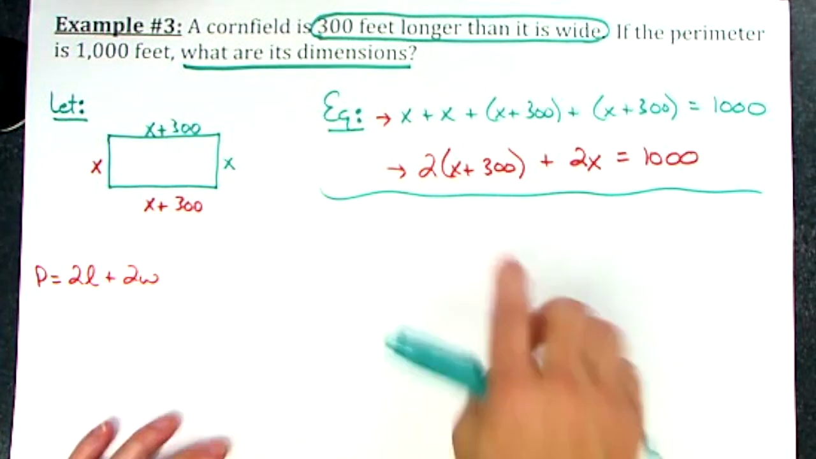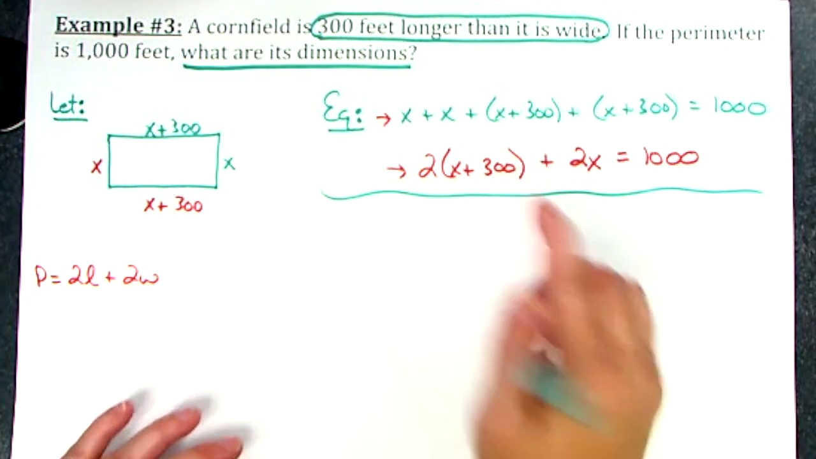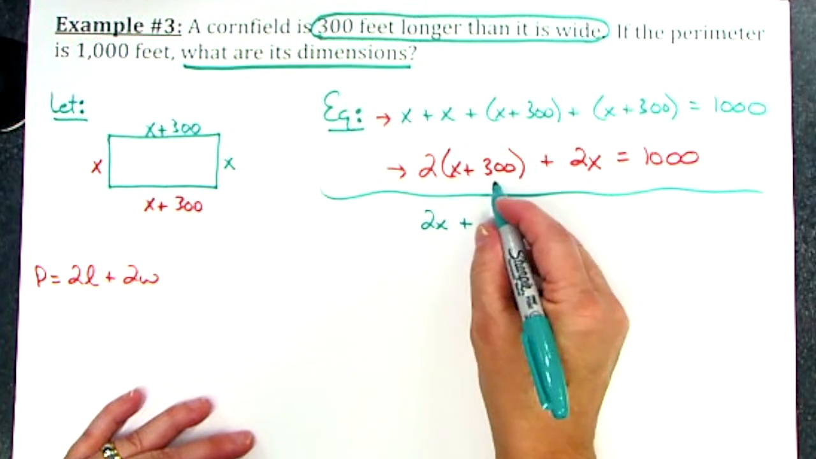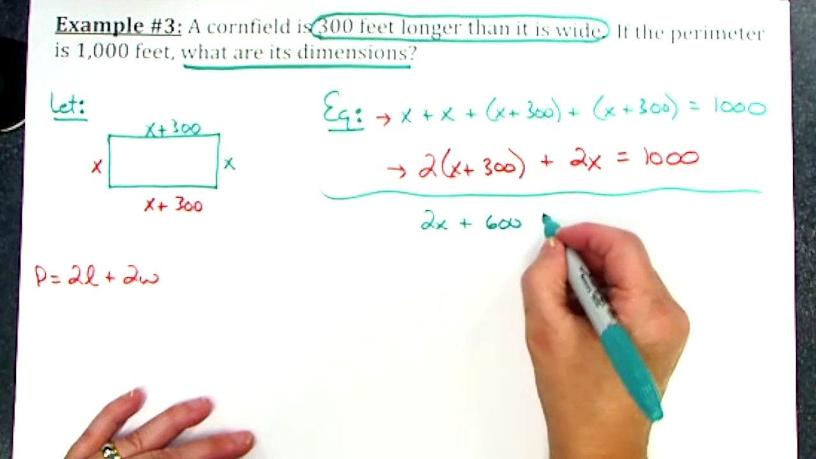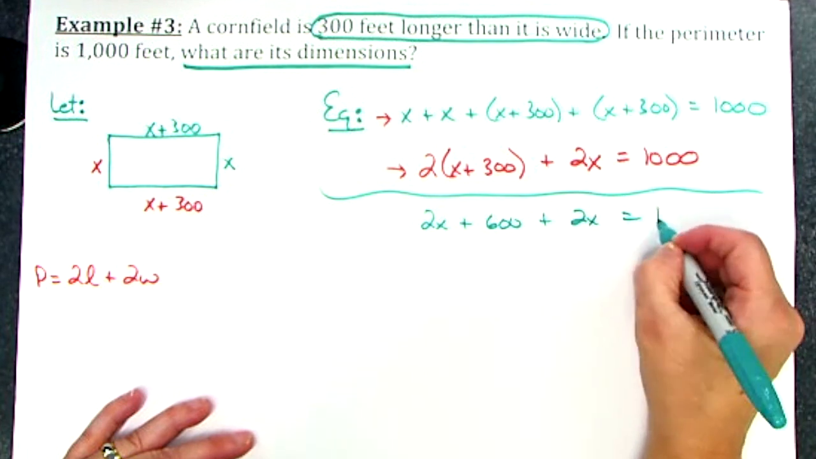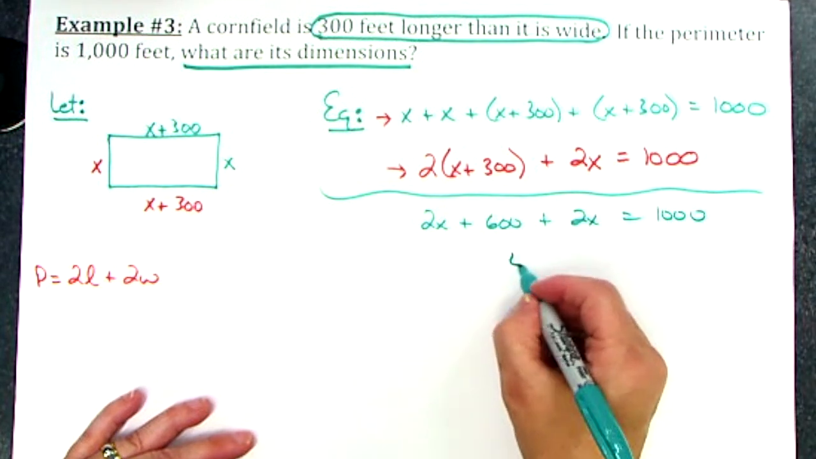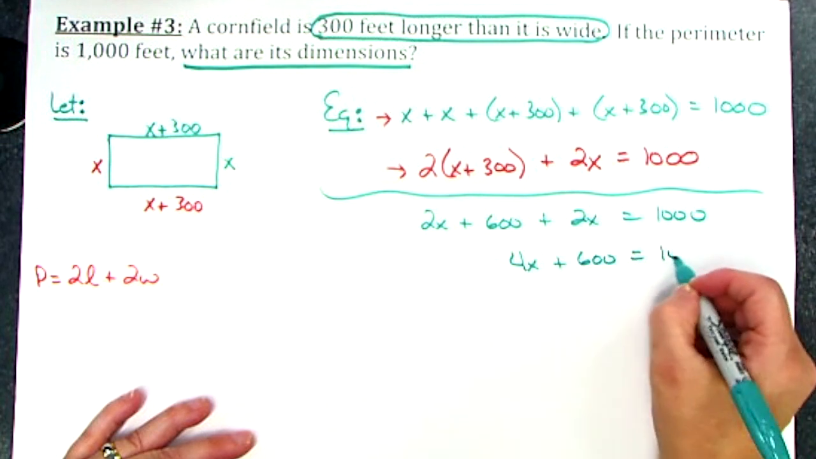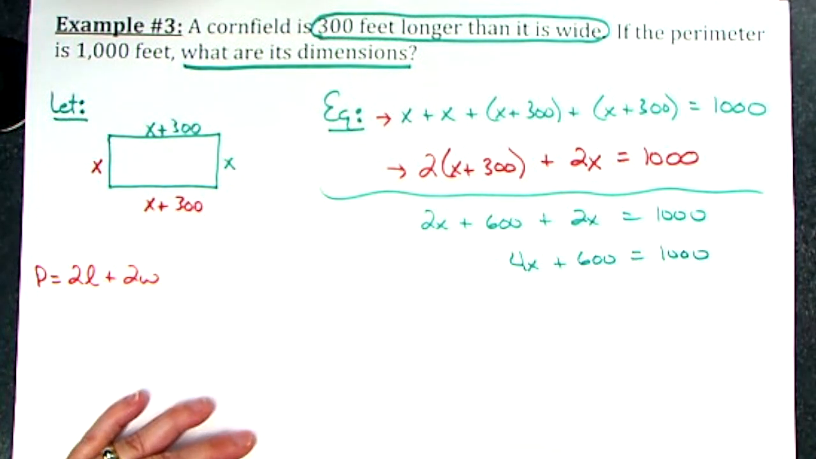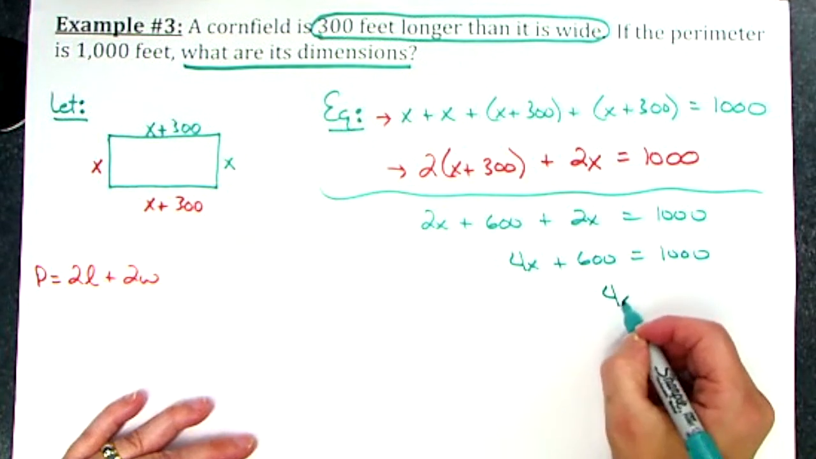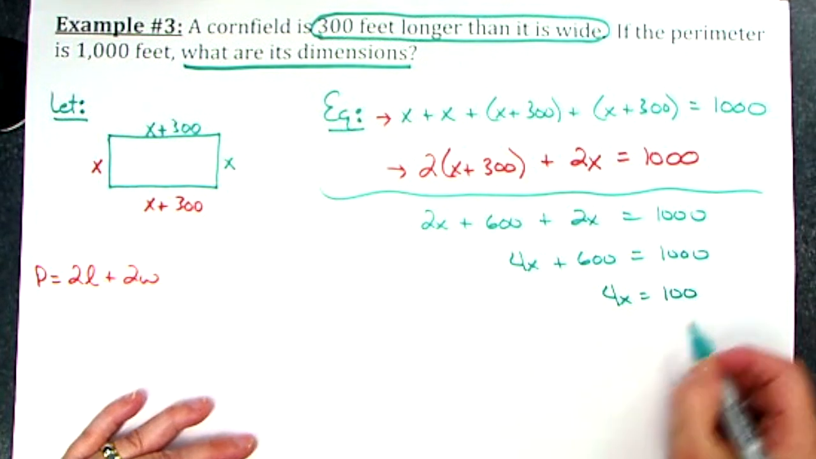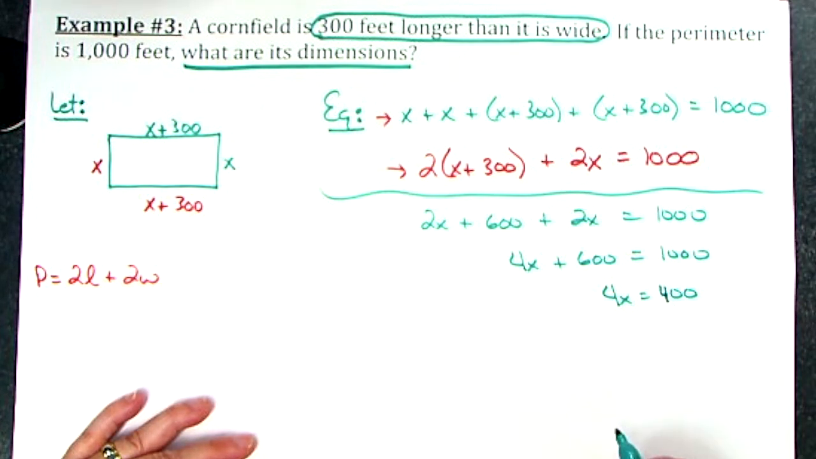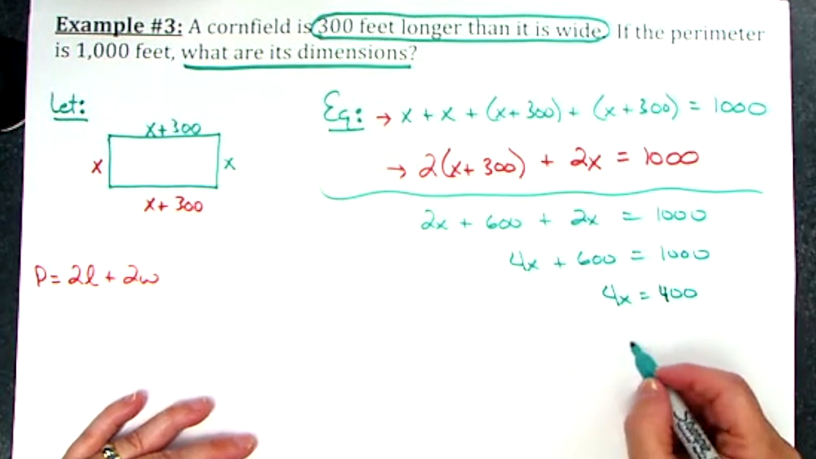All right, I think I'm going to use this one because I just think it's going to be easier. So we'll have 2 times X plus 300, which is going to be 2X plus 600, plus another 2X, equals 1,000. Don't let me make a mistake. 4X plus 600 is 1,000. Subtract that 600. 4X equals 400. Right? I said that. I was there. And then X equals 100.